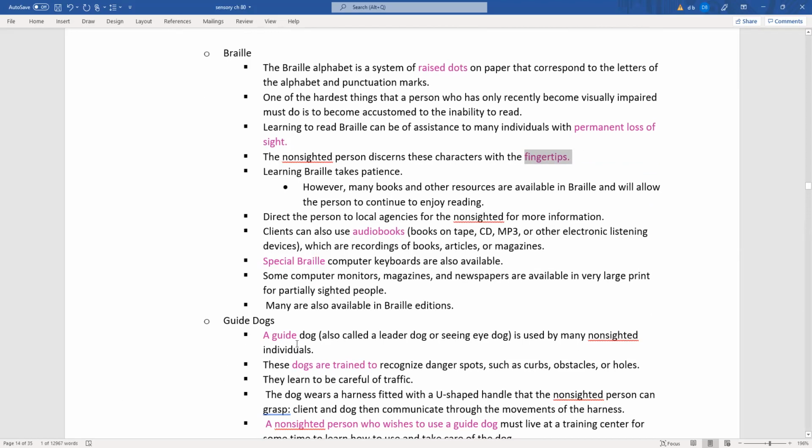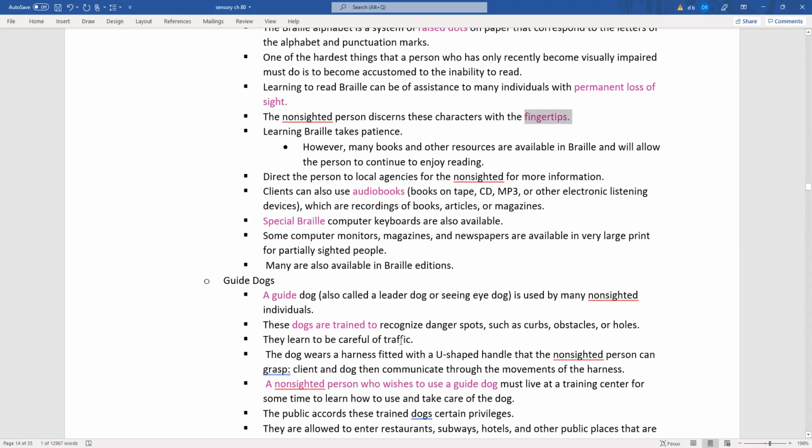So for the guide dogs, like I said, I would prefer a pit bull, but it is what it is. That's just me. As far as the guide dogs, they're called leader dogs or seeing eye dogs. We've heard of the seeing eye dog, never a leader dog. It's used by many non-sighted individuals.